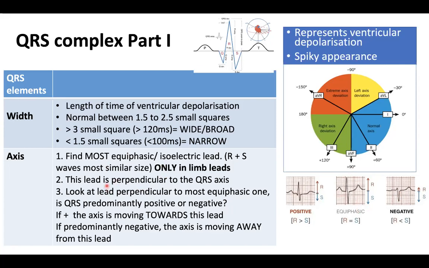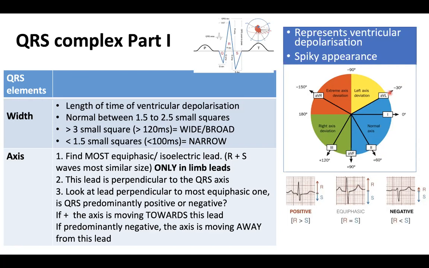And then after you find the most equiphasic lead, so for example, it would be this one, you look at the lead perpendicular to this on the QRS axis. And I have an easy way of remembering the perpendicular lead, which I'll show you in a little bit. But if, for example, we say this is lead 2, you want to look at the lead perpendicular to this, which is AVL. So 90 degrees to lead 2 is AVL. And this is the lead you'd be looking at to see whether or not the QRS complex is positive or negative.